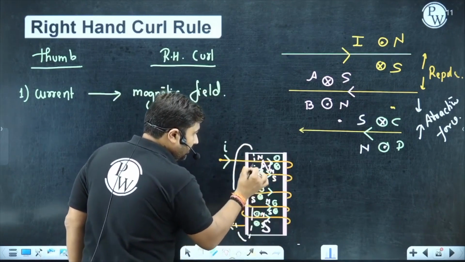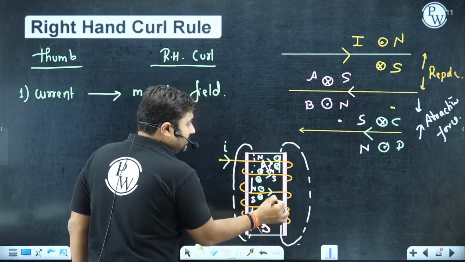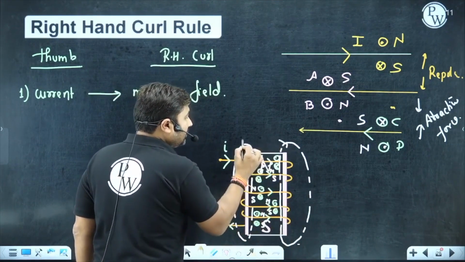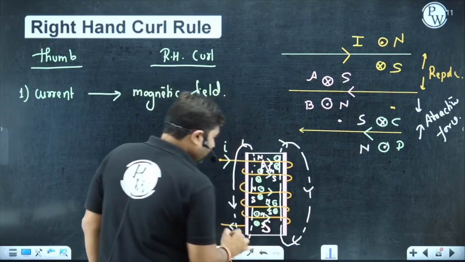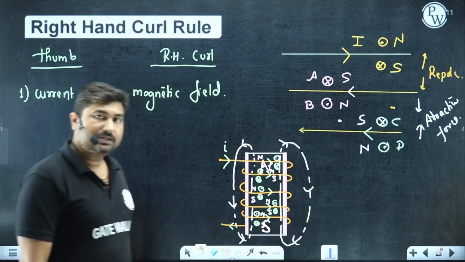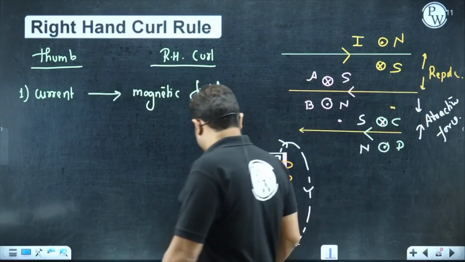Inside the material, magnetic lines of force travel south to north. Outside of the material, magnetic lines of force travel north to south. Always remember this. Is it okay? Yes, sir.